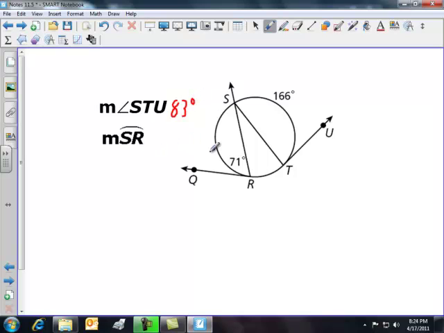The measure of arc SU, well, here's SU. We know that that angle right there is 71 degrees. We think, okay, what's 71 half of? It is half of 142 degrees.